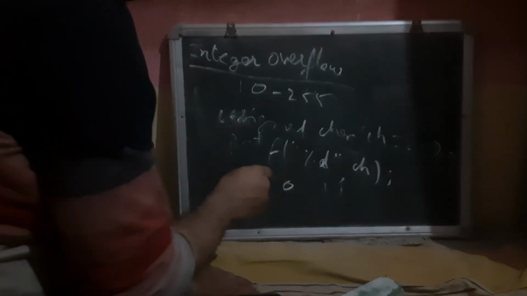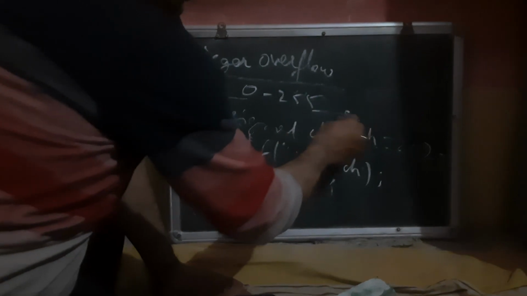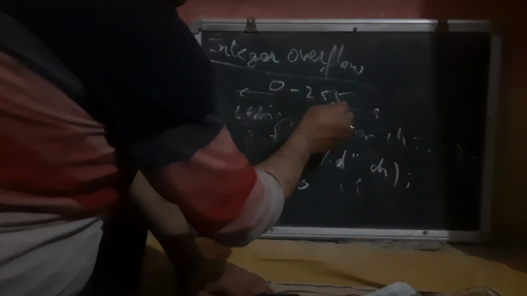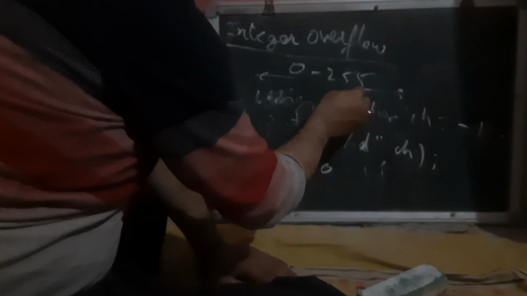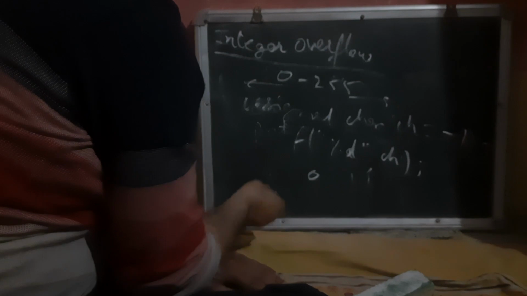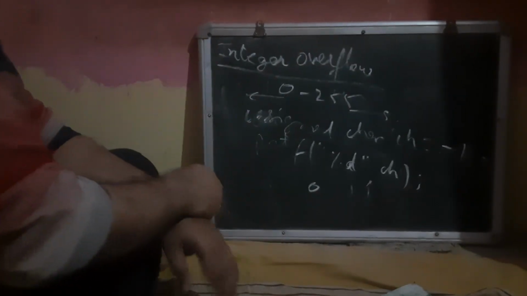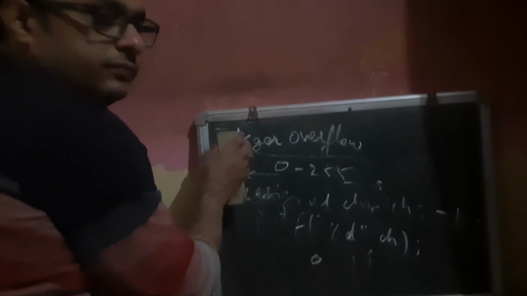And similarly, if you want to give a value below this side of the range, means -1, the value that will be stored in this character will be 255. You can confirm through bit settings also. And when you give value -2, it will show 254, and so on. Means it will take the value from the other side of the range. So this is the main concept behind integer overflow. Okay. Thank you.